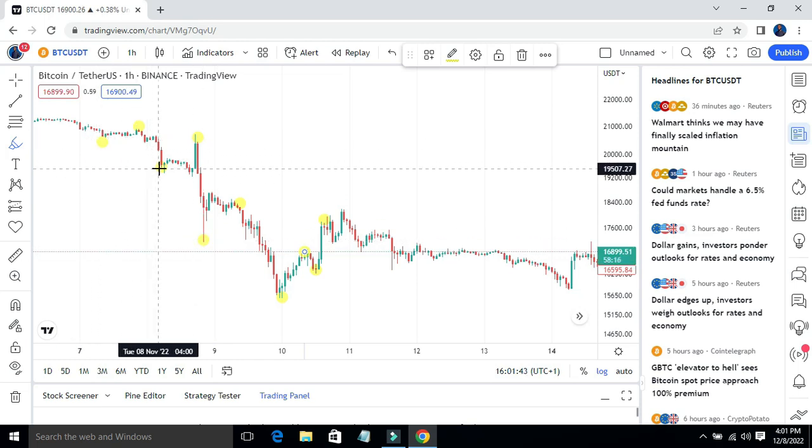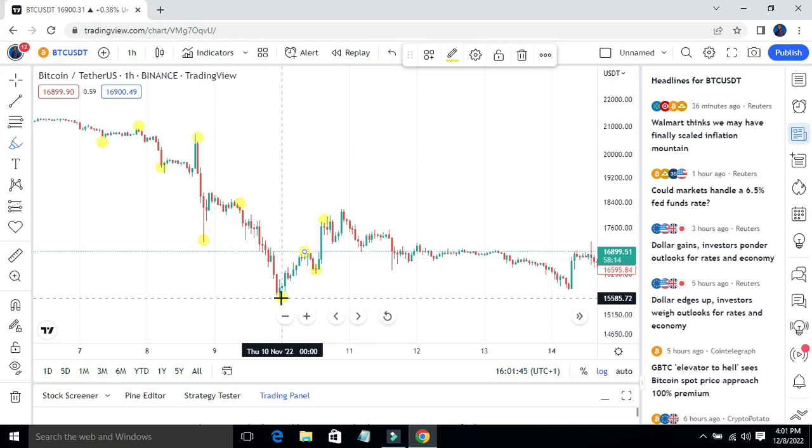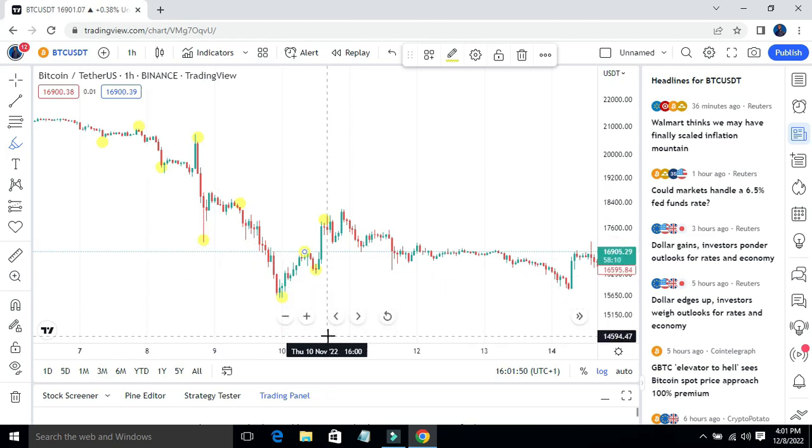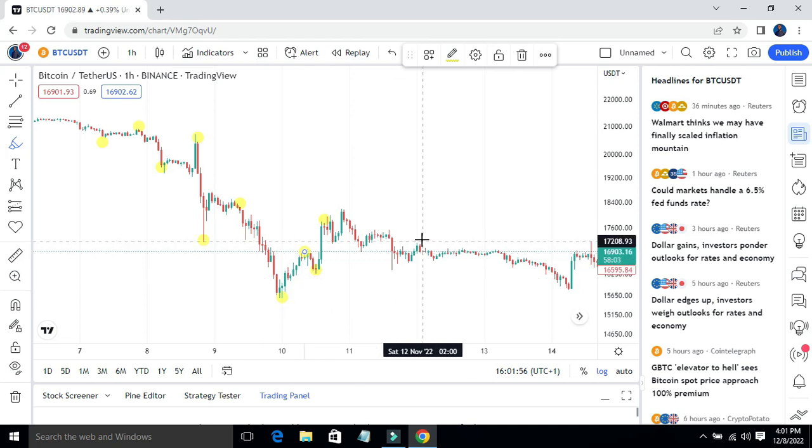Here is a low, here is a low, here is a low, and here is a low. So this is a downtrend, and instead of getting another low that will be lower, we got a low that is higher than this one. So it's also a change of character.